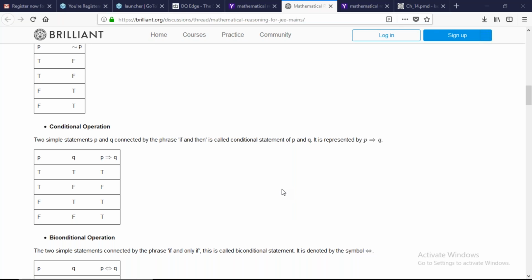Okay, Urja, I'll explain it to you. Okay, one sec. Okay, Prachi, did you understand the conditional operation, or do you want me to repeat it again?